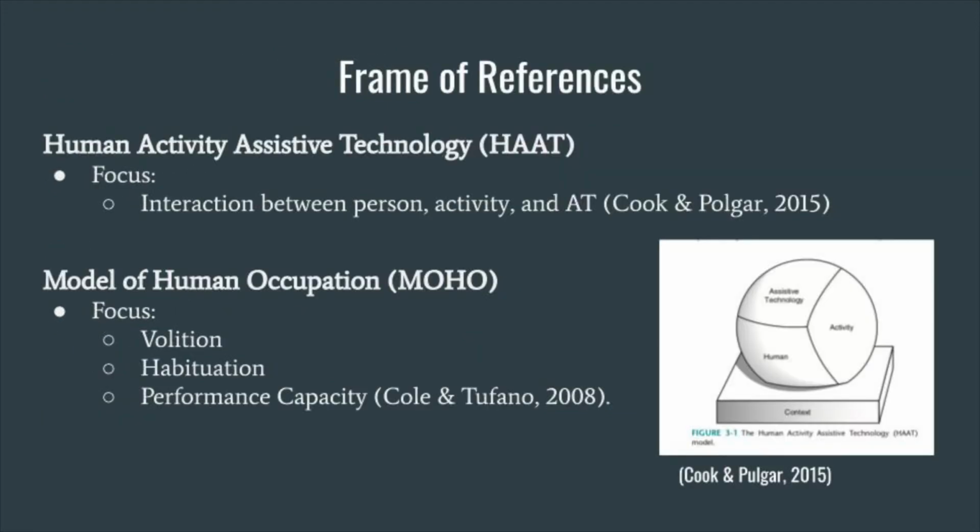The Human Activity Assistive Technology model will be used to guide intervention as it focuses on the person and their desired activity and how assistive technology can aid in that process. Alex is a human and her activity of choice is learning in her neuroscience class. This presents with the need for assistive technology, and the 3D model of the inner ear will be created.